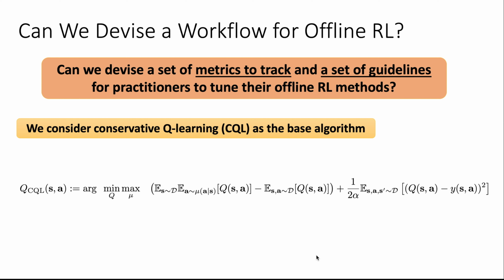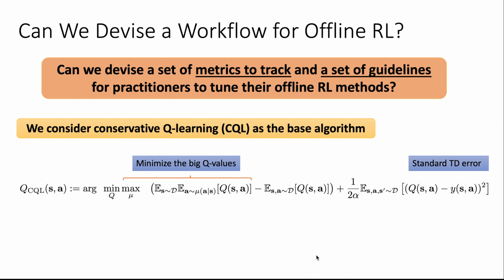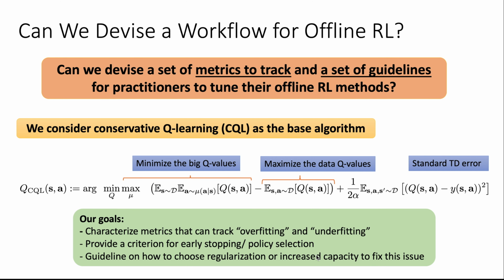CQL essentially trains a Q function, not only using the standard temporal difference error objective, but also using an additional regularizer that aims to minimize erroneously high Q values and maximize the dataset Q values. Our goals here are to characterize scenarios in which CQL overfits and underfits, and devise offline metrics that can indicate this behavior of CQL. Second, we want to be able to provide a criterion for deciding which policy checkpoint should actually be deployed in the real world, and this we'll refer to as early stopping or policy selection. And finally, we also want to provide some guidance to the practitioner as to how they should tune their regularization or network capacity decisions.